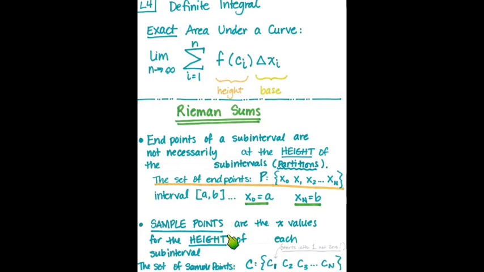Sample points are the x values for the height. Those are the c's. Those are called the sample points. And these will be exactly, however many rectangles there are, that's how many of these sample points there will be. So the function at c sub 1 would be the height of the first rectangle. f of c sub 2 would be the height of the second rectangle, etc.